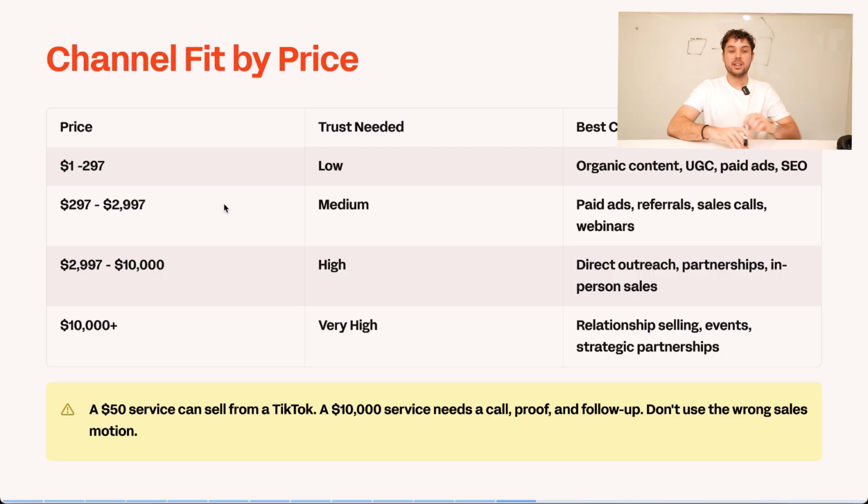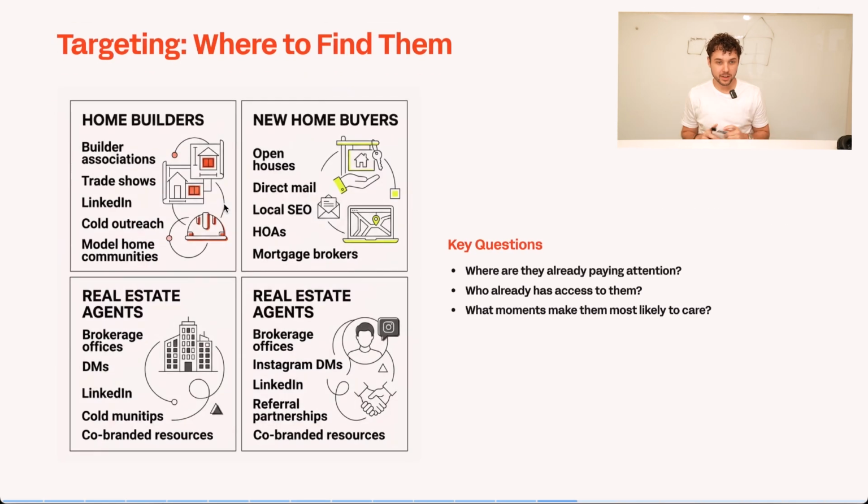So just what you guys need to understand for your go-to-market strategy, based off of your pricing, just don't use the wrong sales motion. If you're doing direct outreach for a $50 service, it's gonna be really hard for you to make $10,000 a month because you have to do so much work just to make $50, okay? It's much better to spend a lot of time to get one $10,000 client, okay?